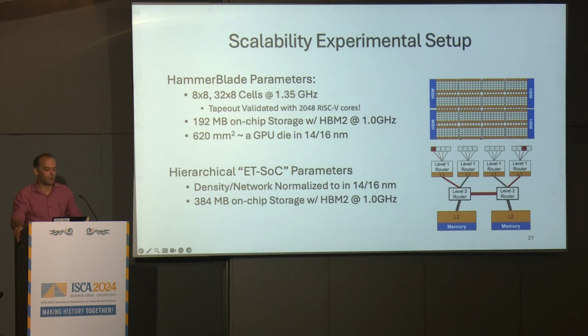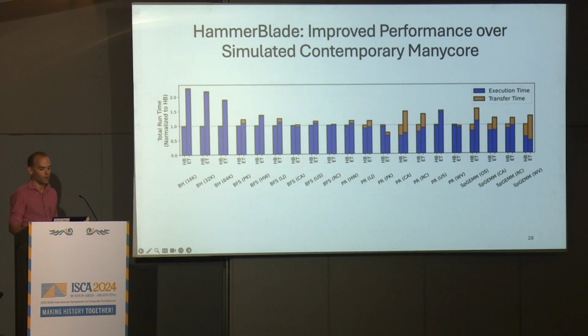Again, we estimate that this would be a 620 millimeter squared area, which is approximately equivalent to a GPU die in a 16/14 nanometer area. We then compare this to a hierarchical mini-core in a density and network normalized comparison at a 16/14 nanometer node. What we demonstrated is shown on this graph. On the x-axis, we have the applications, which are then compared between the two architectures. We then normalize the runtime to HammerBlade.